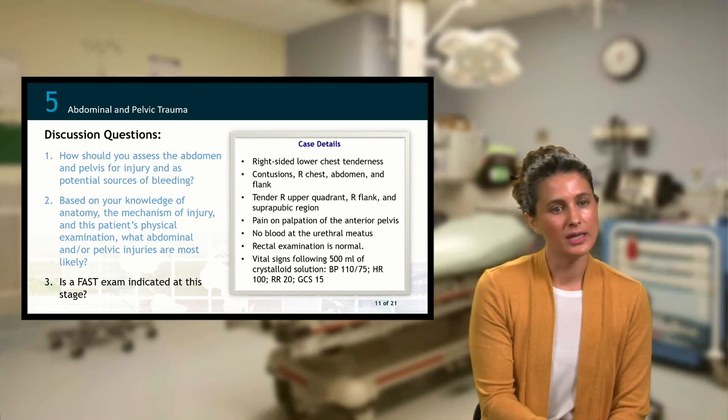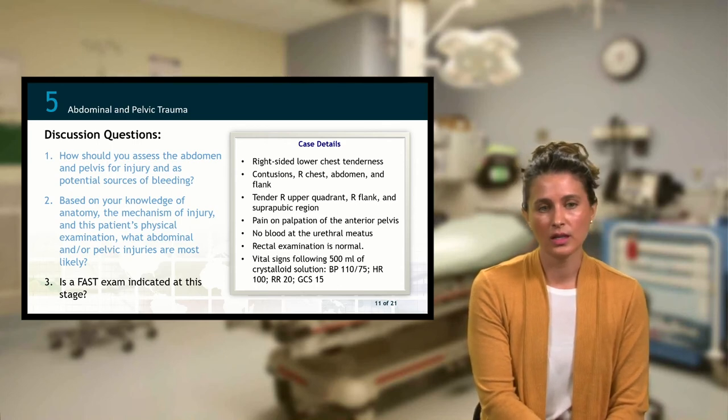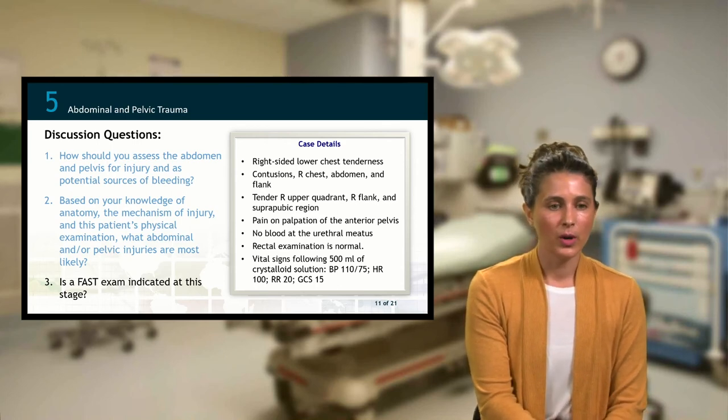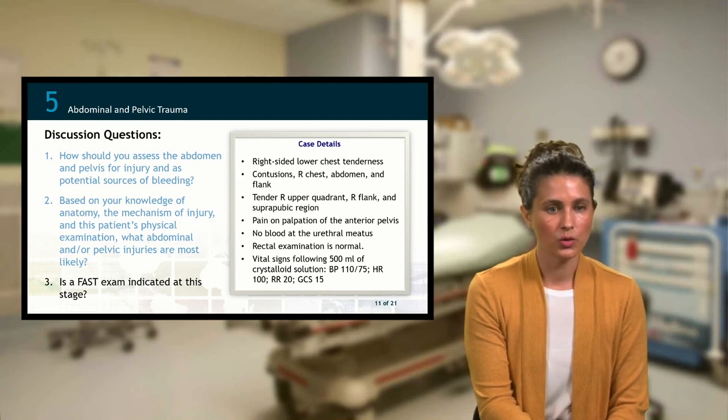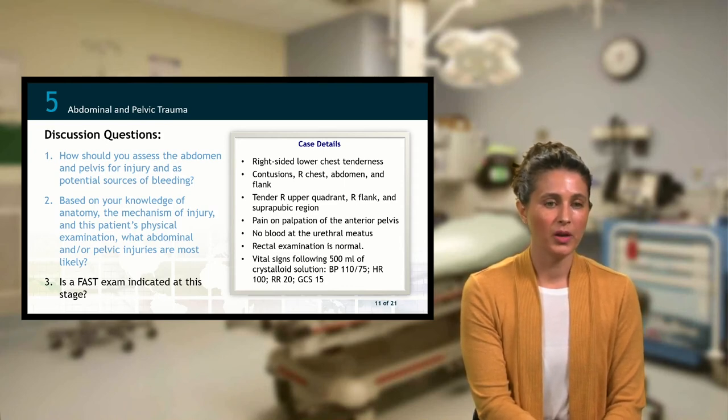That part of the exam can be deferred to the secondary survey because as part of the primary survey, we're just trying to get bleeding under control to control circulation. And if there's concern of bleeding from the pelvis, that would be the pelvic binder placement.